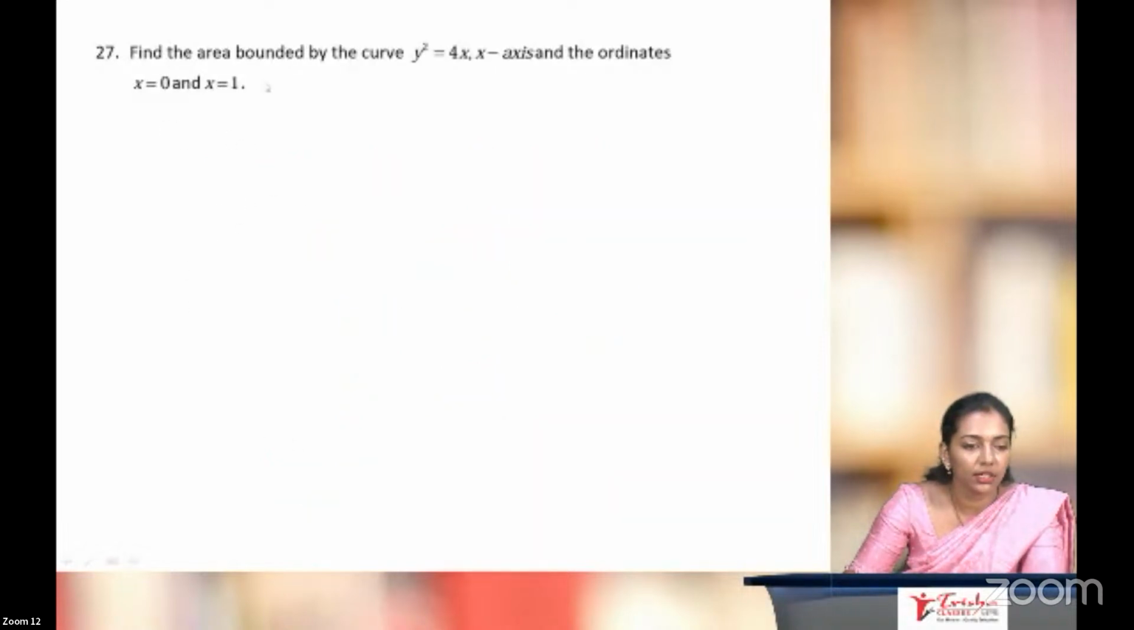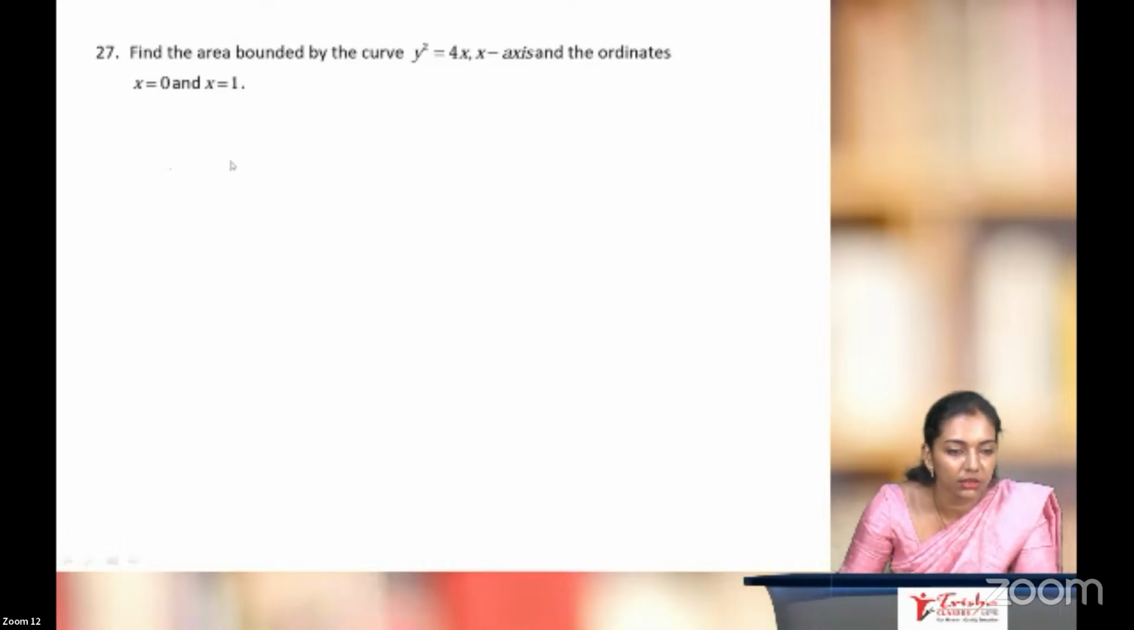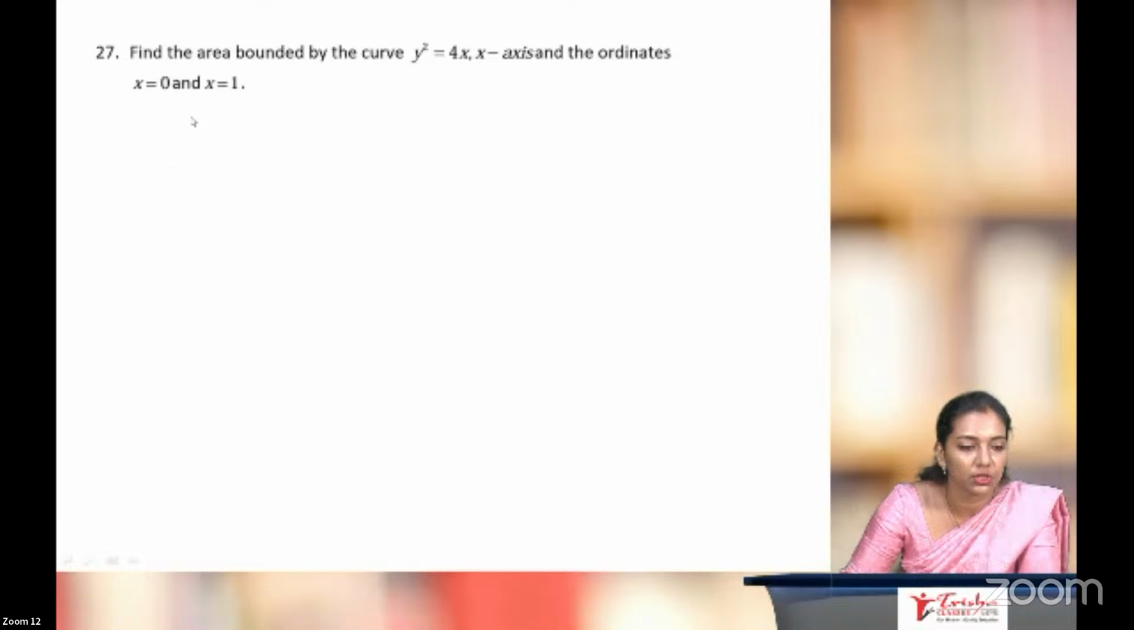Next, find the area bounded by the curve y square equal to 4x, the x-axis, and the ordinates x equal to 0 and x equal to 1. Okay, so here it is the area bounded, a definite integral application of integration. Area under the curve, you can expect a few questions: to find the area under the curve, x-axis, two ordinates or abscissas, or a line and a parabola.